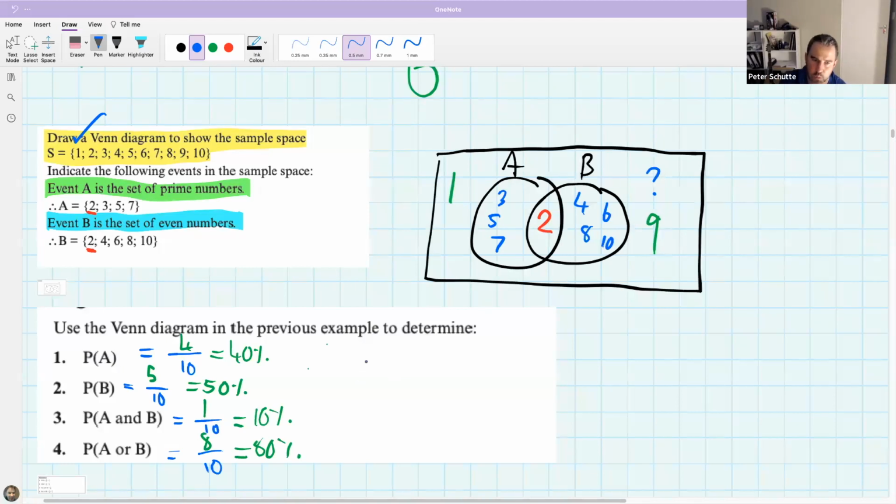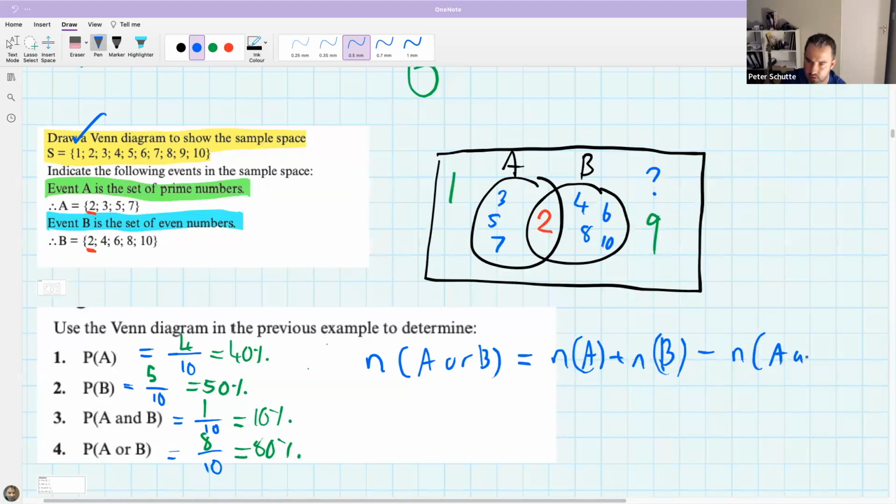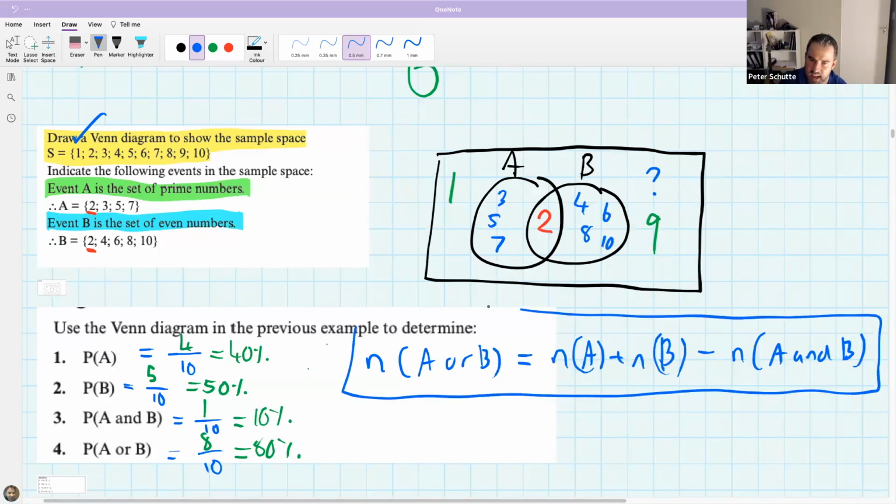So probably one of the most common identities in probability is this one. Minus n. So it's called the additive identity. And just so you kind of know what's going on with this, I'm just going to quickly explain it.